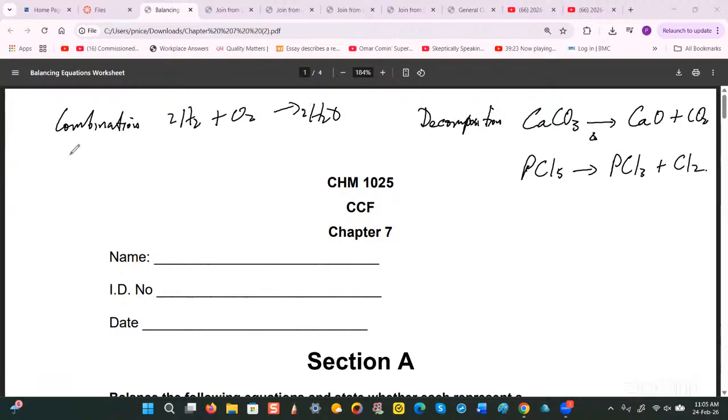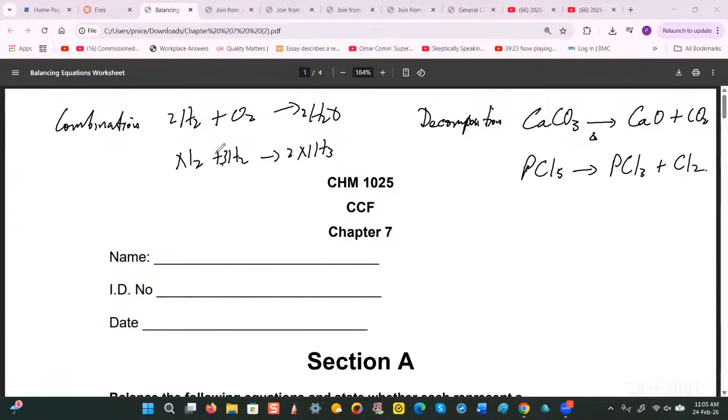Or I can think of another example: nitrogen plus hydrogen to give ammonia. That's another example of a combination reaction. So a combination reaction involves two or more substances coming together to form one product.